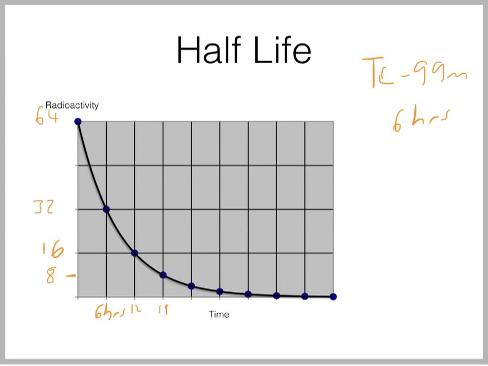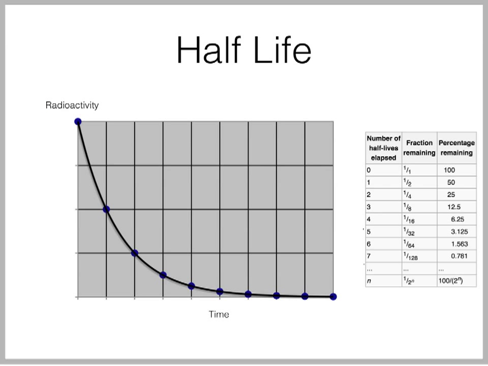Here is a table just showing how many half-lives. After 0 half-lives, we've got 100% of whatever sample we have. After 1 half-life, we've got 50%. After 2 half-lives, 25%. 3 half-lives, 12.5%. 4 half-lives, 6.25%, etc. So it's halving every half-life. Hence the term half-life. As fractions, there's some fractions of the same thing.